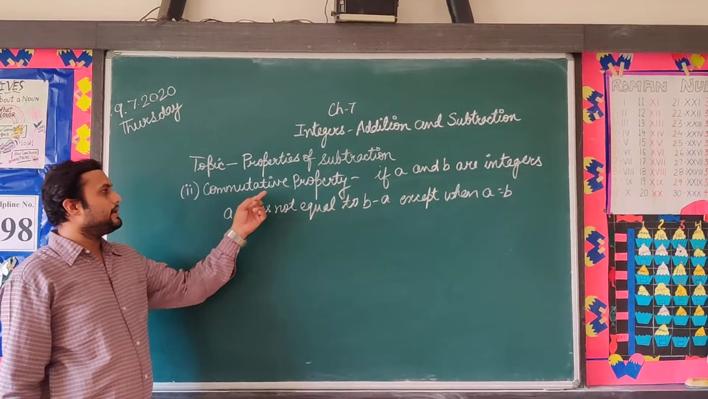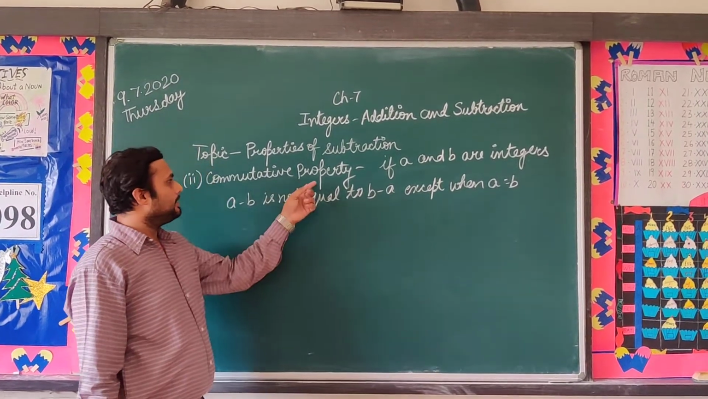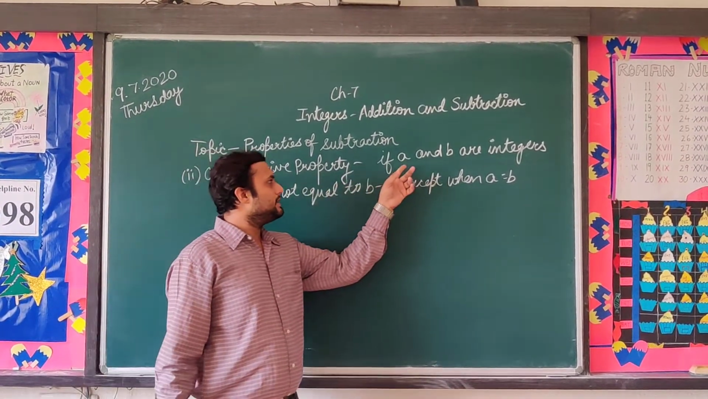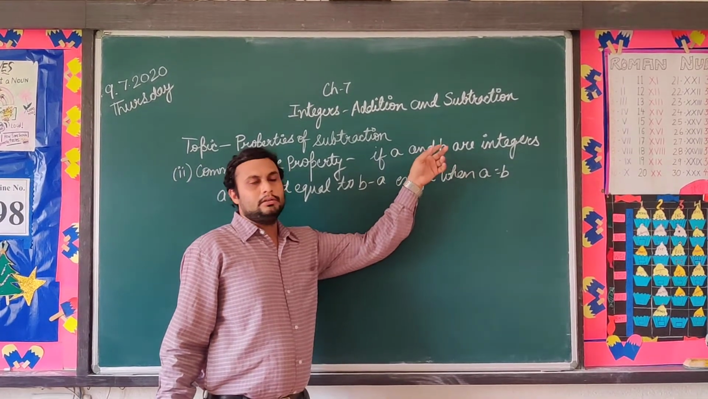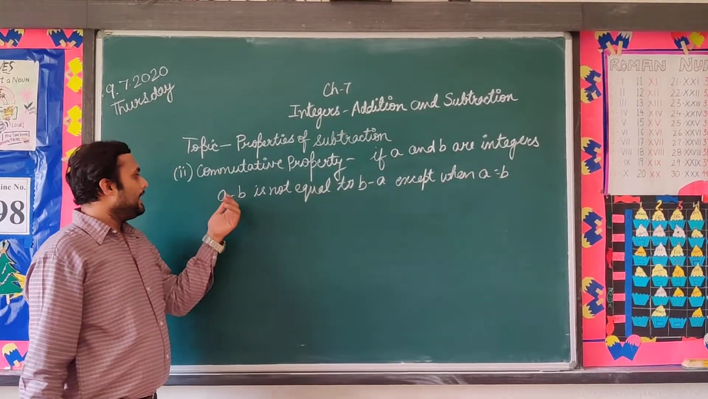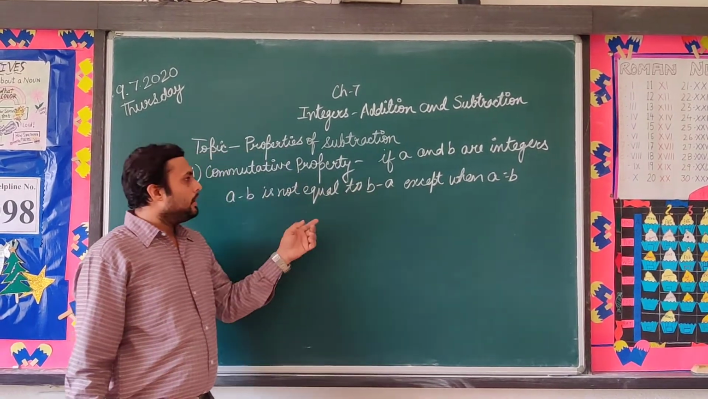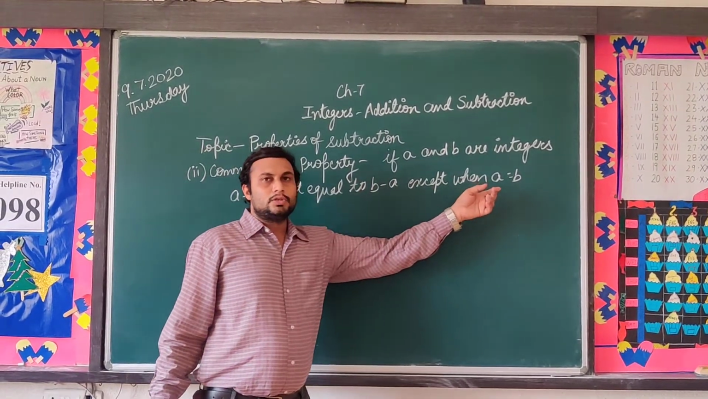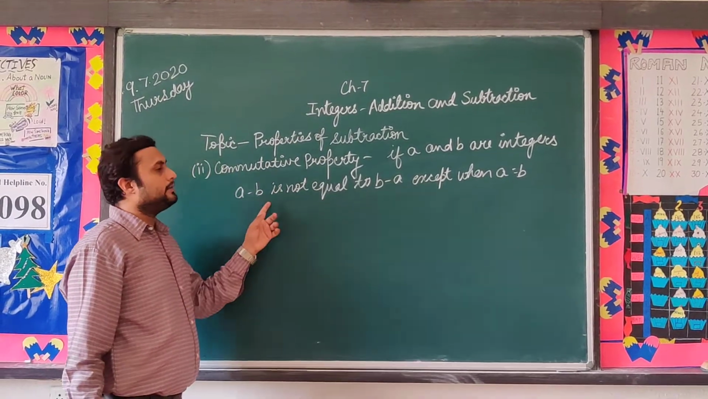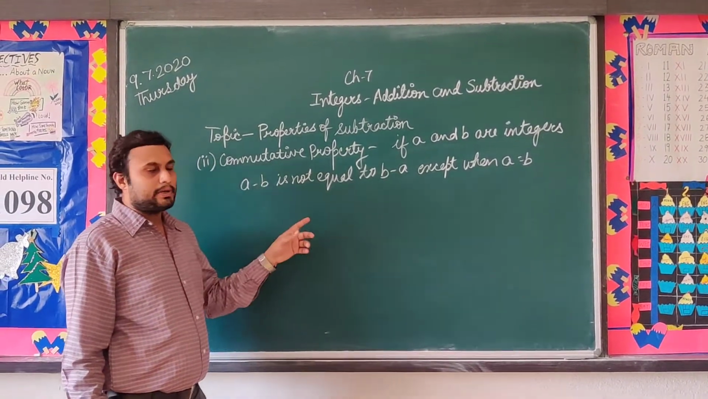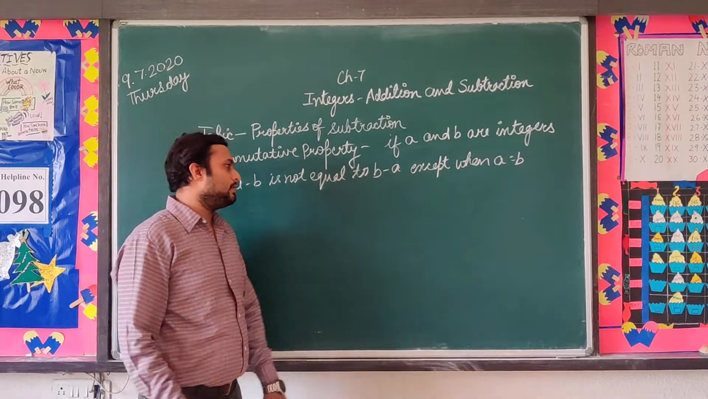Next is the commutative property. What is the commutative property? Suppose there are two integers, a and b. A minus b is not equal to b minus a, except when a equals b. So the commutative property does not hold for subtraction. It is only true for addition.